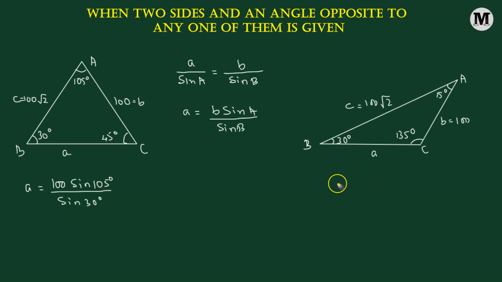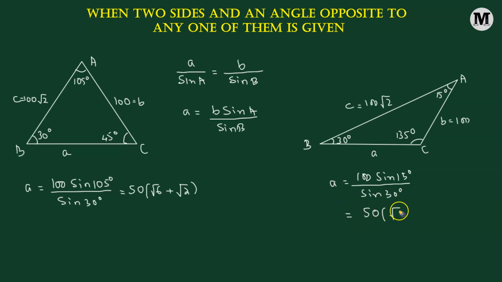And then for the second triangle, a is going to be equal to 100 multiplied by sine A, that's 15 degrees, divided by sine of angle B, that's 30 degrees. So let's plug this into a calculator. We have already calculated the value for 105 degrees, so this should give us 50 multiplied by the square root of 6 added to the square root of 2. And the a measure for the other triangle is going to be 50 multiplied by the square root of 6 minus the square root of 2. So we have successfully solved the two triangles.